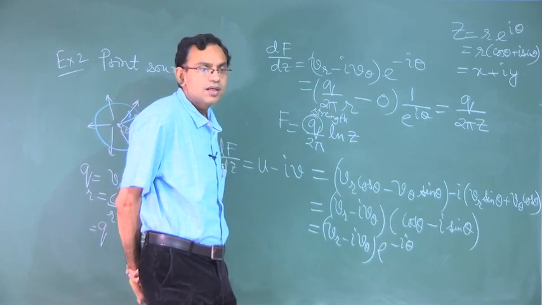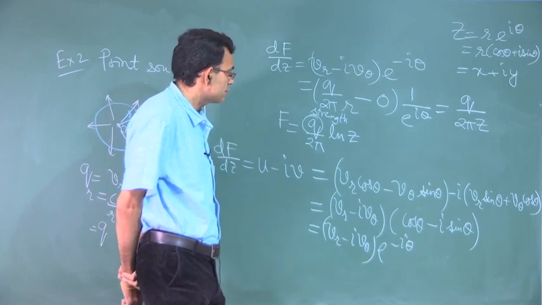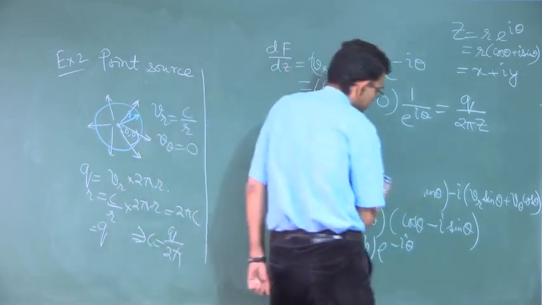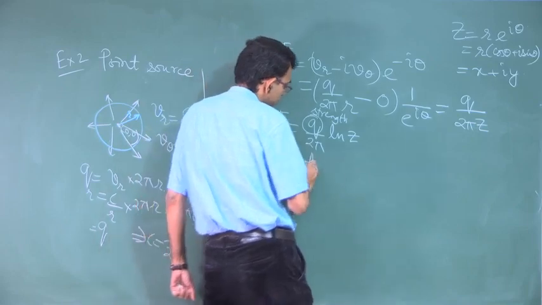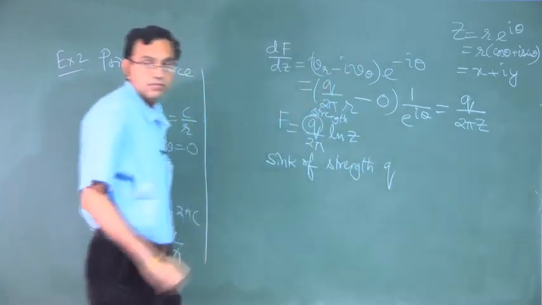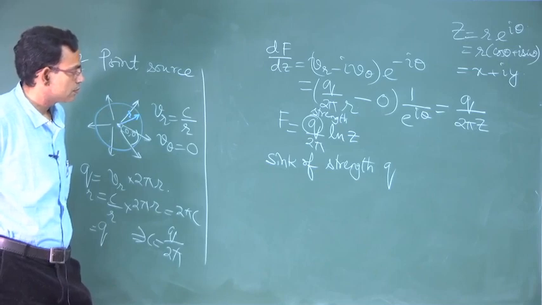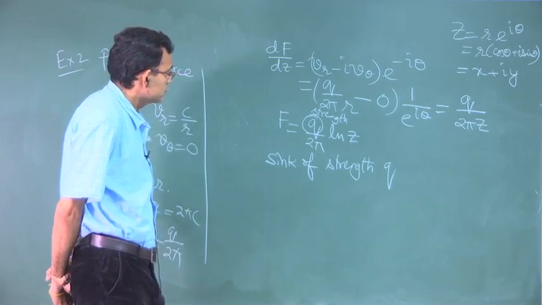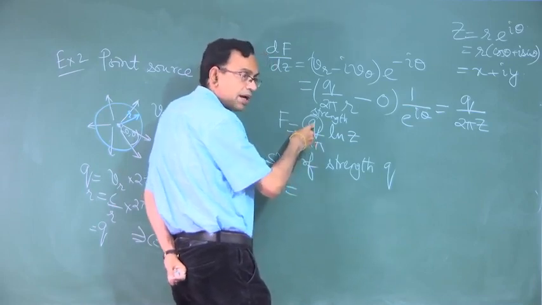What happens if instead of a source it is a sink? So, let us consider that if it is a sink of strength q, the same thing remains, just q will be replaced by minus q.